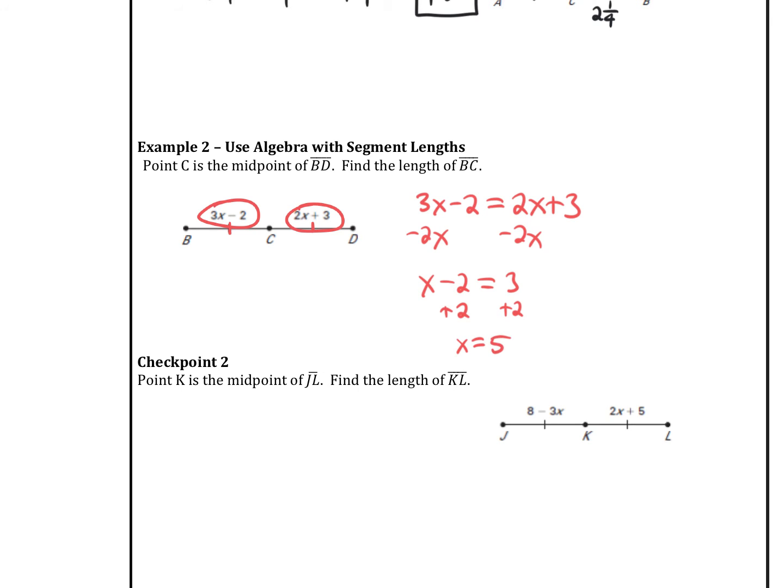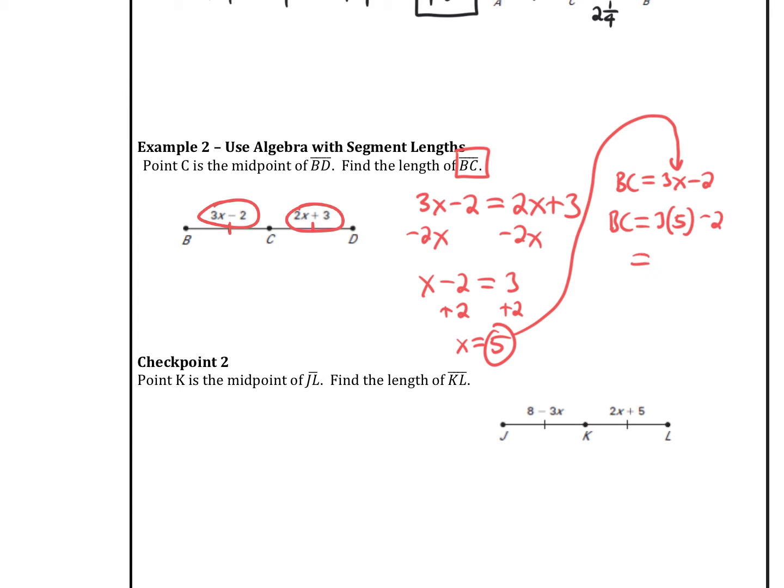Are we done? Are we looking for x, or what are we looking for? We're looking for the length of BC. So BC was what? BC was 3x minus 2. So I'm going to take this 5 and plug it in for x. If x equals 5, we have BC equals 3 times 5 minus 2. Then we keep going, equals 3 times 5 is what? 15, and what's 15 minus 2? It is 13, so our answer should be 13.